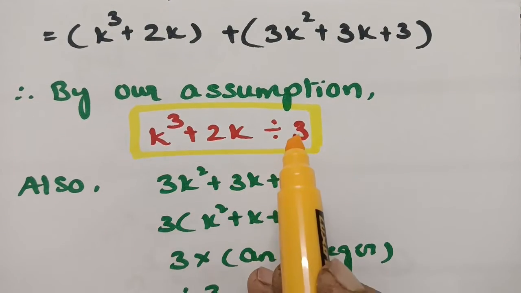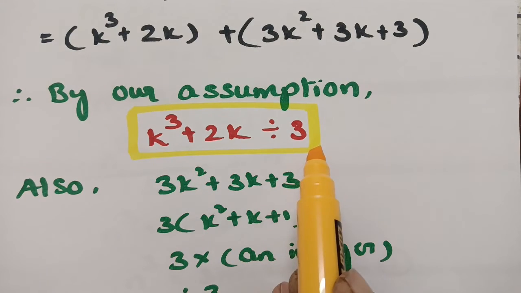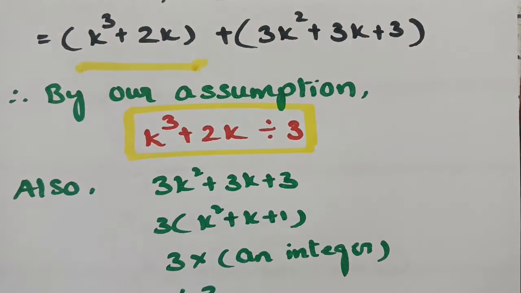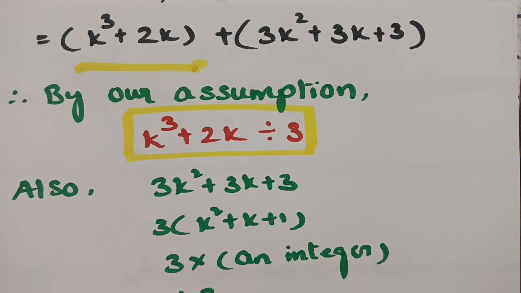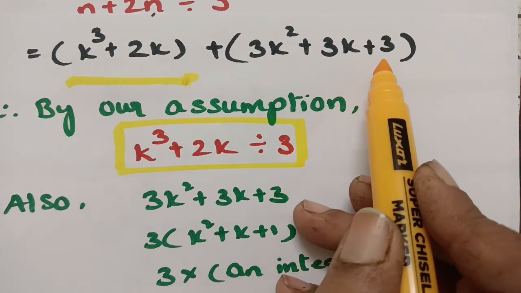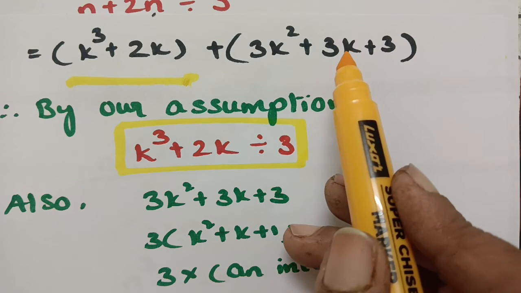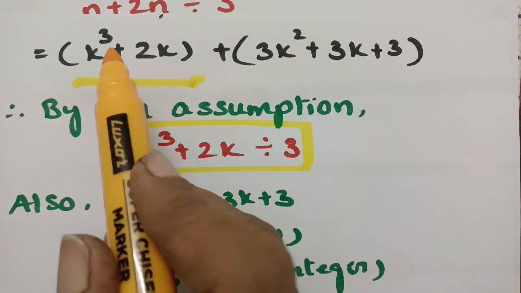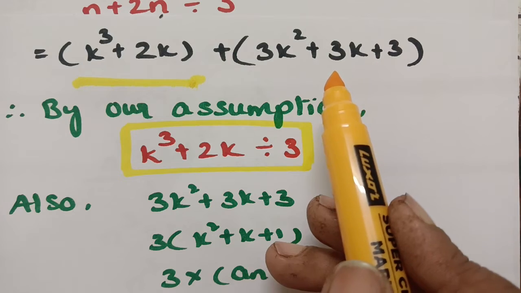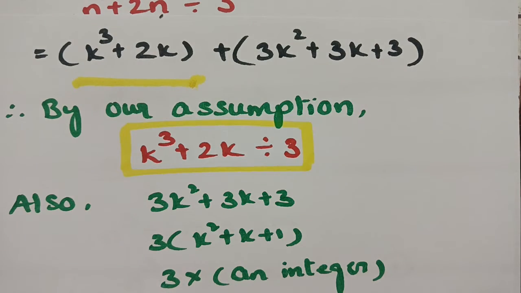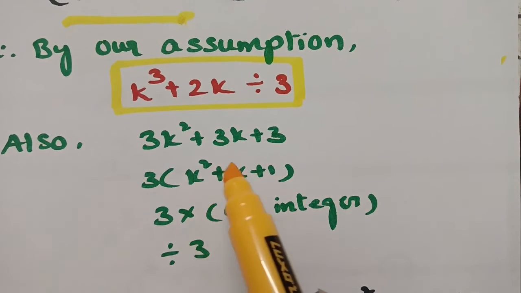So according to our assumption, k cube plus 2k is divisible by 3, and here these are all the multiples of 3. If I take 3 common, this is 3 into something which is an integer, which is also divisible by 3. So this is divisible by 3 and this is divisible by 3, and therefore the addition is also divisible by 3. See here, the same thing I have written here.